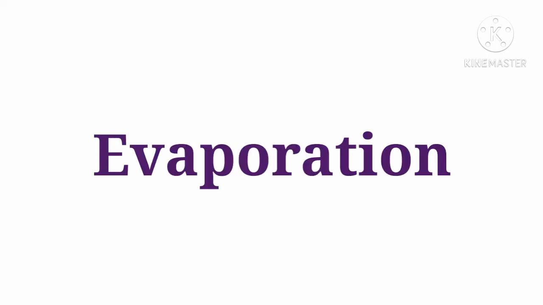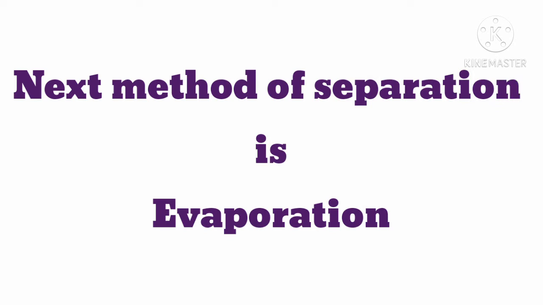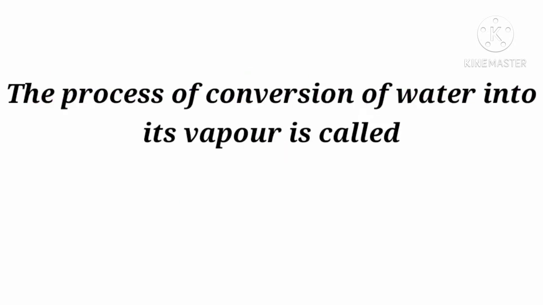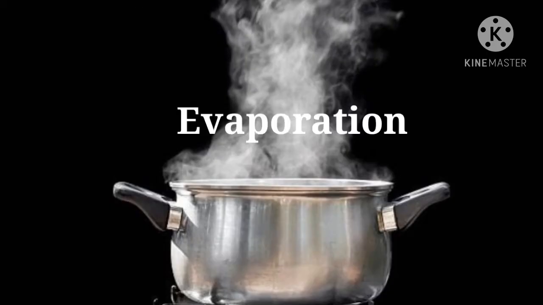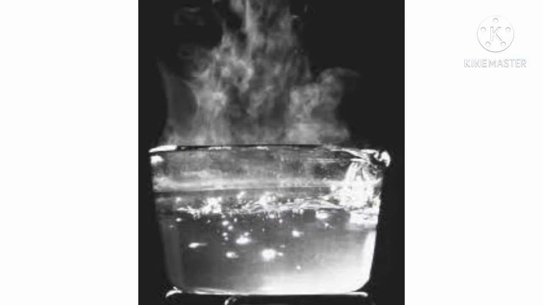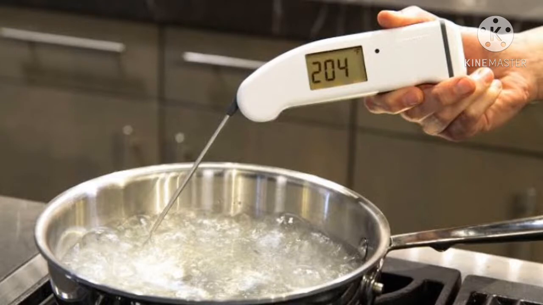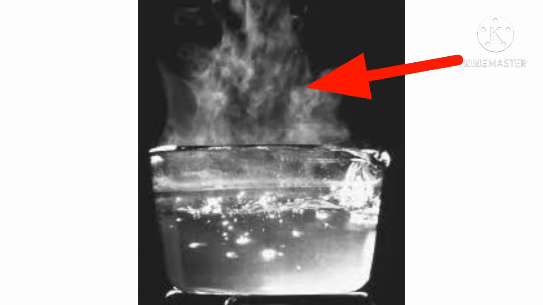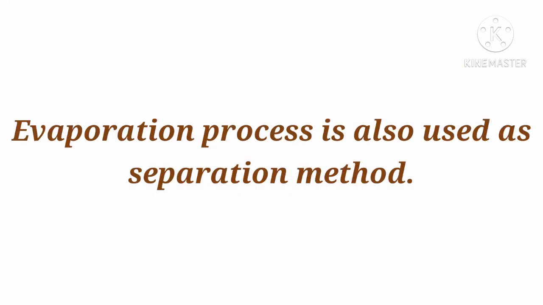Okay, let us begin with evaporation. Next method of separation is evaporation. The process of conversion of water into its vapor is called evaporation. Children, you might have seen this process at home. When we boil water, we can see water vapor rising up. This is nothing but evaporation. When temperature of the water is raised, water from its liquid state is converted to its vapor state.